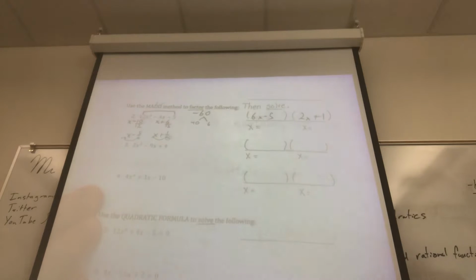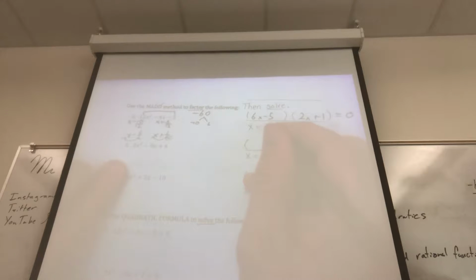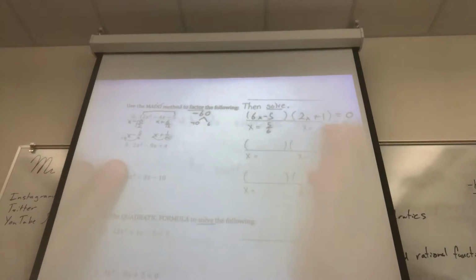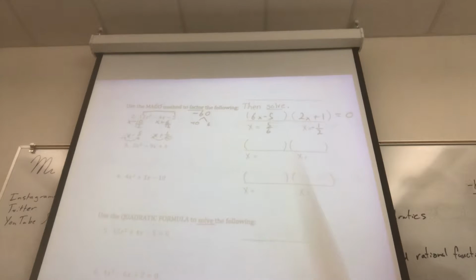When we go to solve it, we just set both of these equal to 0. But it's actually easier to look back here at where you had it as a fraction, because the opposite of that fraction is going to be the answer. It's going to be 5/6, and it's going to be negative 1/2. Okay? Because those are the things that when you put them in, they'll make 0.